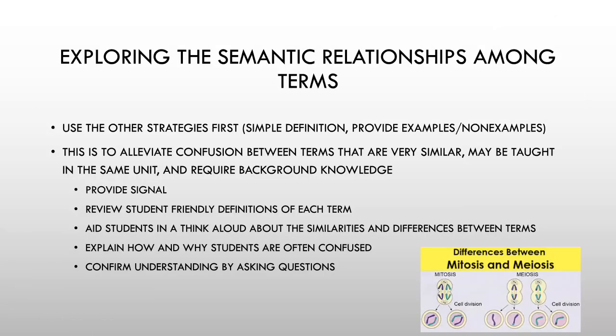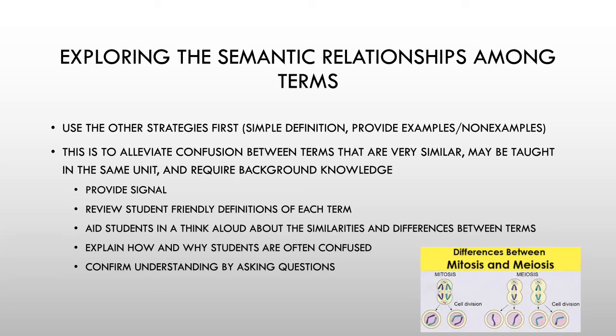The final strategy for explicit vocabulary instruction is exploring the semantic relationships among terms. Now, many of the words that you come up with in your class often will be taught within the same unit, but they can be very confusing for students. The example I have at the bottom is mitosis and meiosis. These are things that can get very confusing for students.